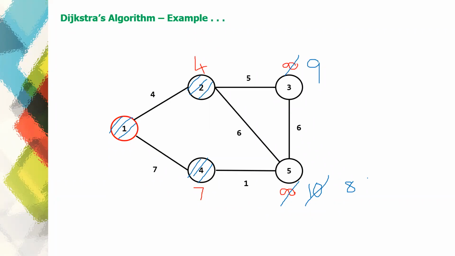Now, again, step number 4. Among all the remaining unvisited nodes, select the node with the shortest distance. So among 8 and 9, the shortest distance is 8. So I'm going to select node 5. Once it is selected, it becomes visited. It is now a visited node.